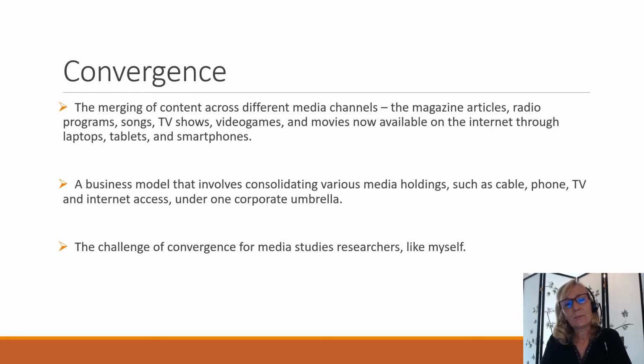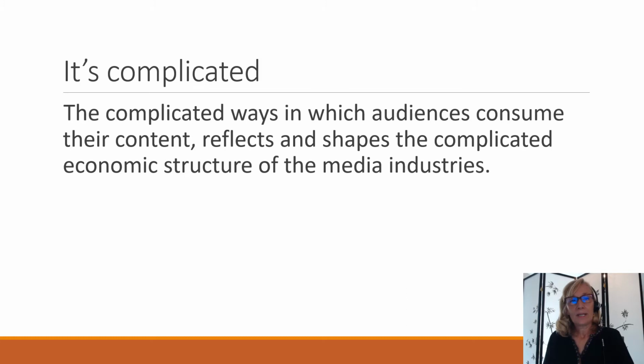So it also becomes challenging not only to understand how audiences are spending time with media, but also how media gets produced, and understanding the kinds of constraints that come along with convergence onto a single platform like the internet. So it's complicated, right? Living within convergence culture has complicated the ways in which audiences are consuming content, but it's also reflecting and shaping this very complicated economic structure of media industries.